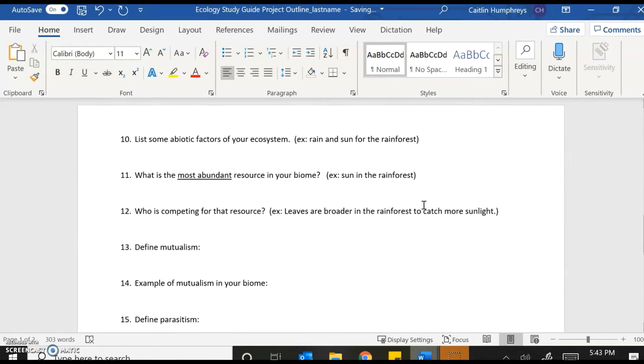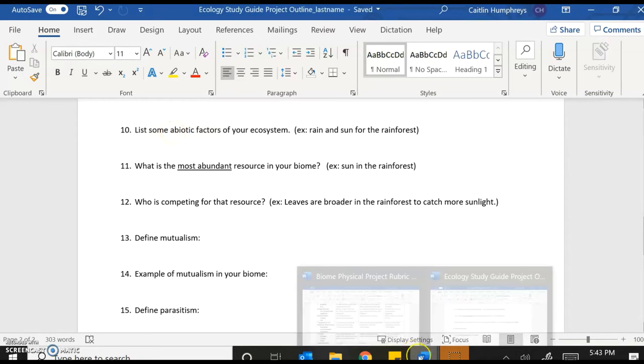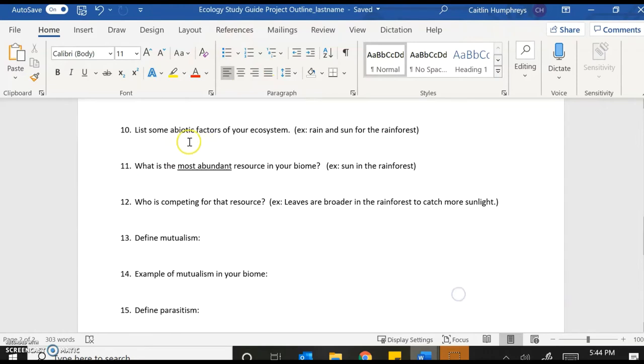Page 2. List some abiotic factors of your ecosystem. Now, you know A means not and bio means life, so abiotic means factors that are not alive. Now, I'll give you a sneak peek at your final rubric project. It asks for climate and soil. So here's where I'm asking for basically the amount of rain and the amount of sun that your area gets. Notice right here, I have an example, rain and sun for the rainforest.